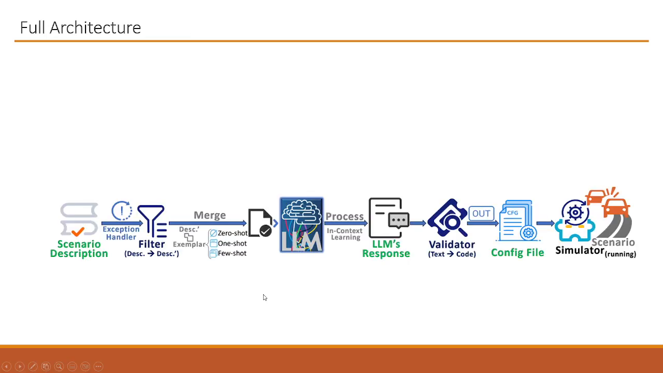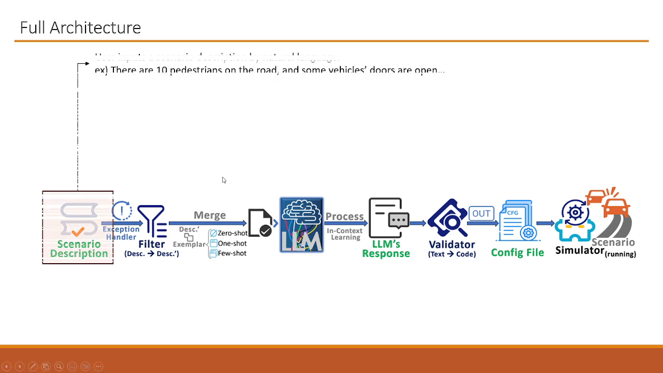Now let's explore how AutoSynGen works. First, the user inputs a natural language description of the desired scenario, providing details about traffic conditions, obstacles, pedestrian behavior, or unusual events. For example, a scenario description might include: there are 10 pedestrians on the road, and some vehicles' doors are open, or such. Such descriptions allow for a diverse set of situations to be explored in training.